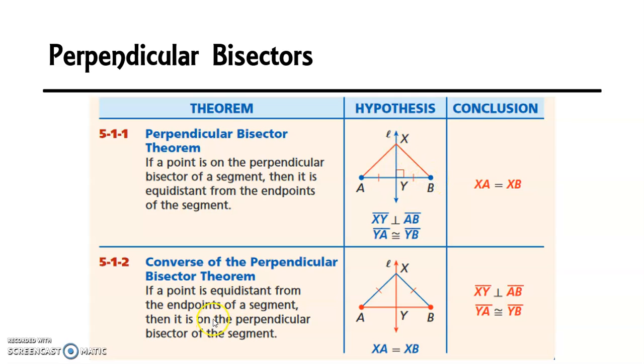Now, the converse says if you know that AX is equal to XB, then you can conclude that line L is perpendicular and bisecting AB. So it's the complete opposite. If you know that these two things are equal, then you know that this meets in a perpendicular manner and is bisecting the segment. Okay, let's take a look at some examples.